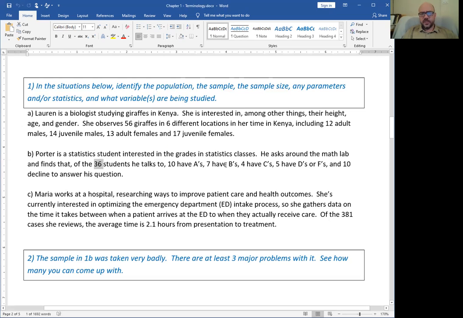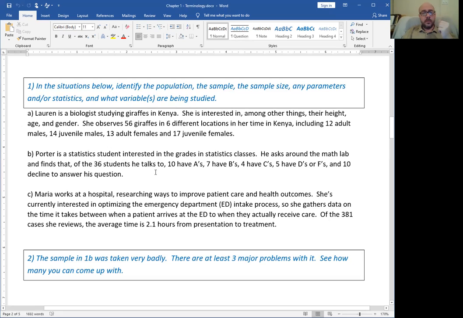Parameters and or statistics. Again, there are no parameters here because, as always, we don't know parameters. What we know are statistics. So the number of A's, B's, C's, failing grades, D's or F's, and decline to states are all statistics, as well as the sample size. And what variables are being studied? Well, the only variable we talked about here was grades.